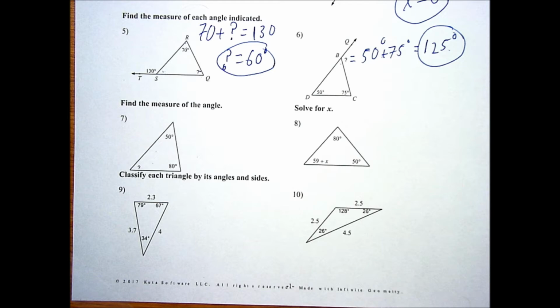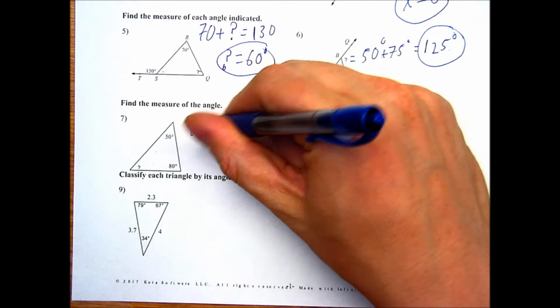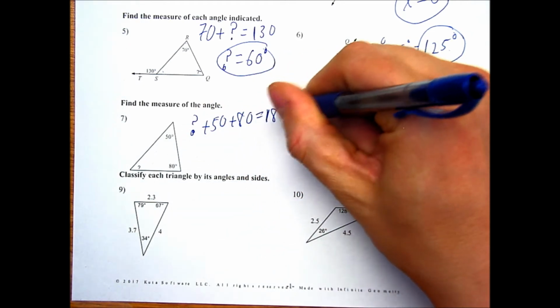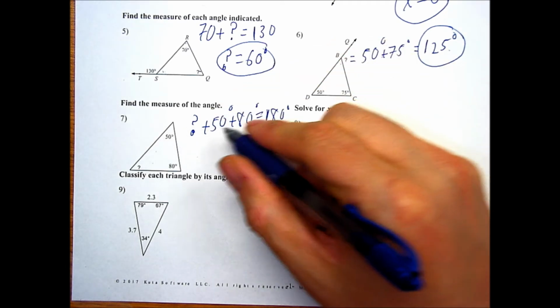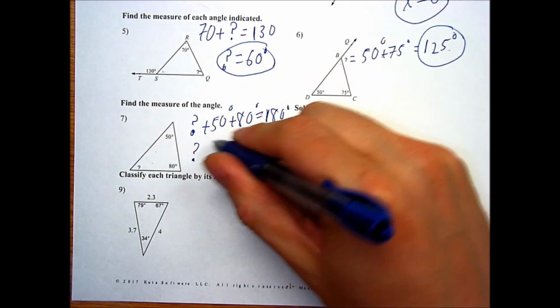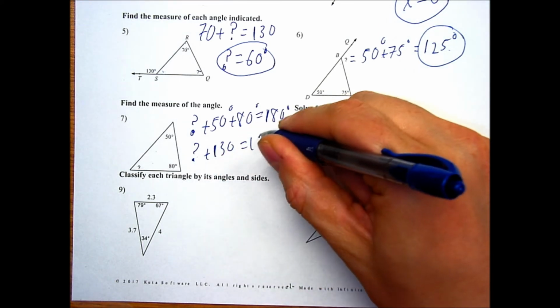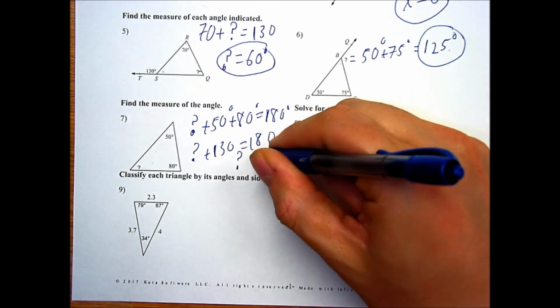Question 7, the triangle sum theorem. Every triangle adds up to 180. So this question mark plus 50 plus 80 will be 180 degrees. 50 and 80 is 130. Therefore, that question mark is in fact 50 degrees.